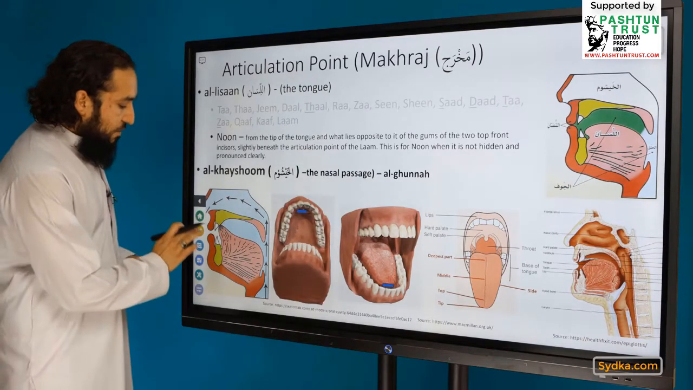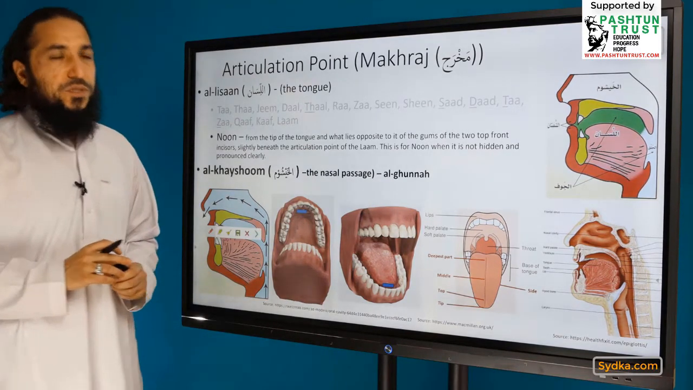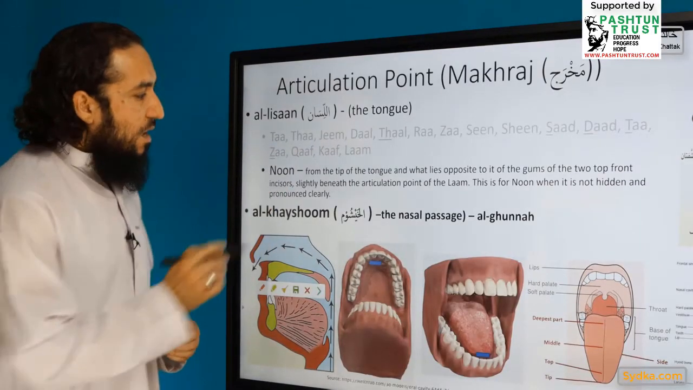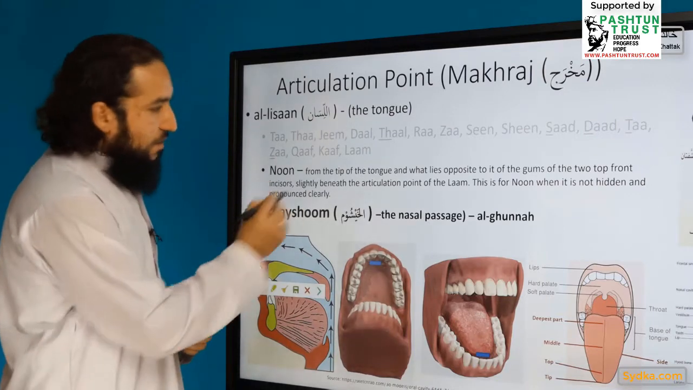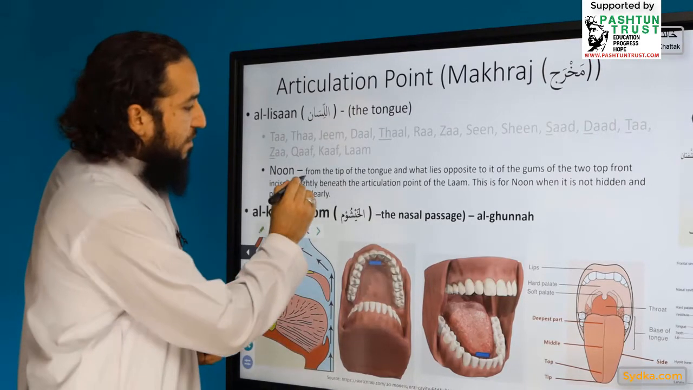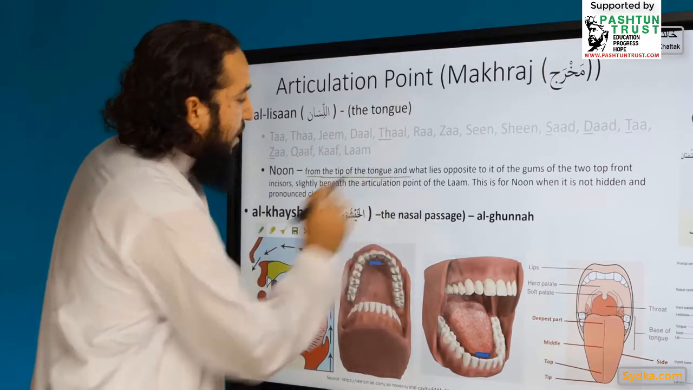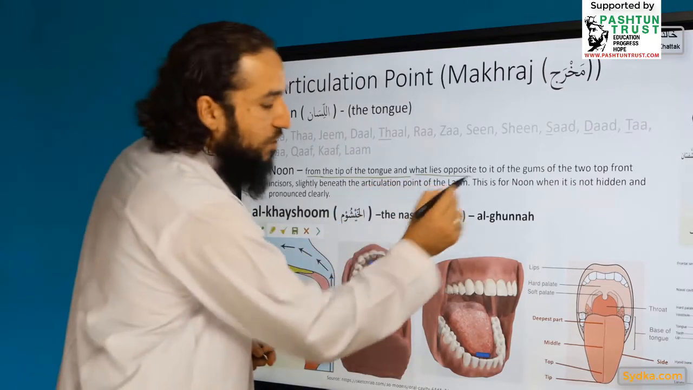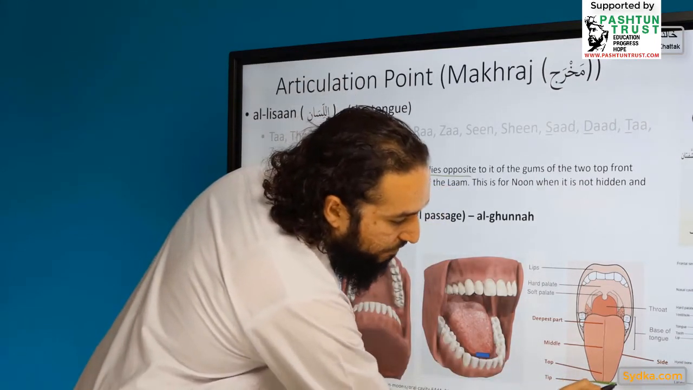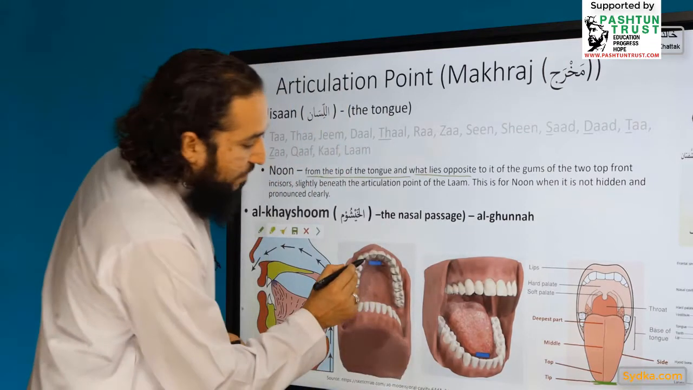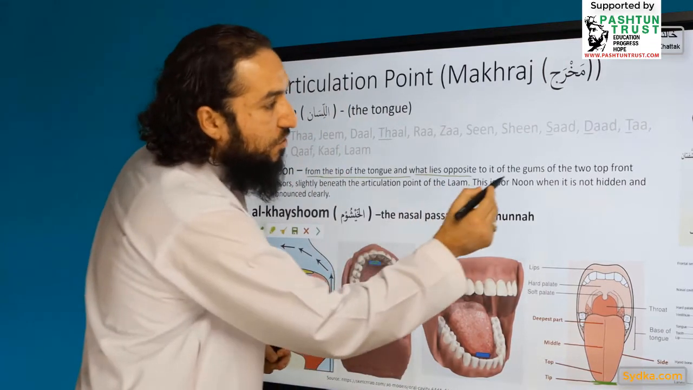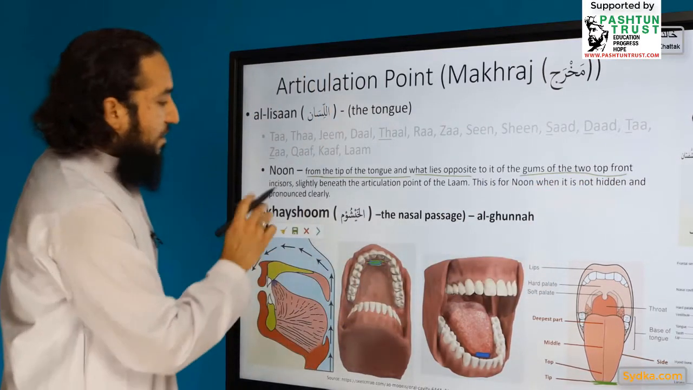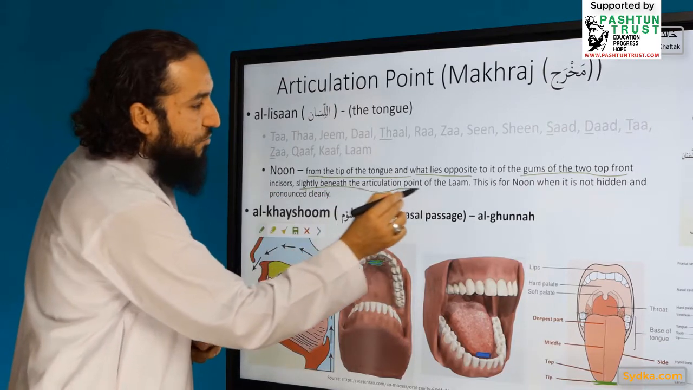So, articulation points. It has two articulation points. The first one is lisan, the tongue, and we will explain one by one. So from the tip of the tongue and what lies opposite to it, that's the roof of the mouth and the gum of the two top incisors. This place is slightly beneath the articulation point of lam.